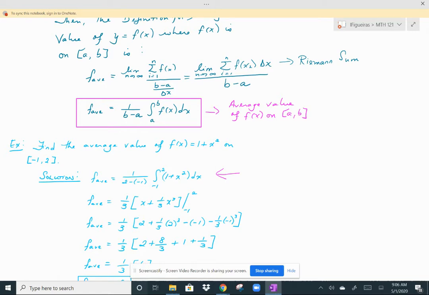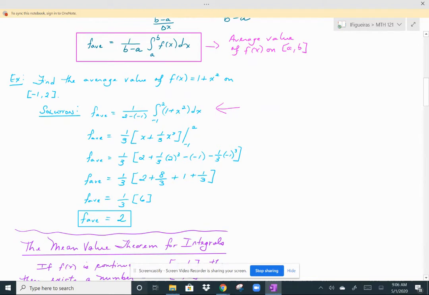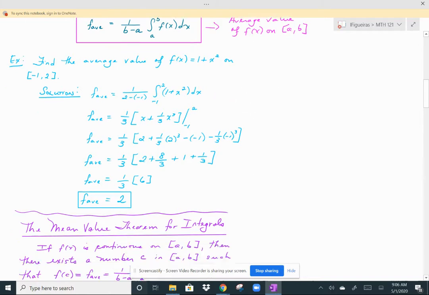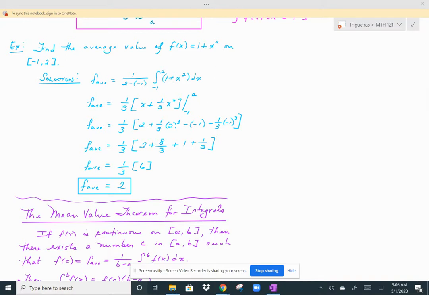So this is a very straightforward integral. You just have to take the antiderivative of a constant, that gives you x, and the power rule gives you 1/3 x cubed. And then you just have to evaluate that definite integral by using the fundamental theorem of calculus. So you plug in the upper limit first, which is 2, and then subtract when you input the lower limit. So make sure you change your sign. That's why you have a minus here and a minus right here. Okay, so when you do the arithmetic on that, you get 1/3 times 6, which gives me an average value of 2.